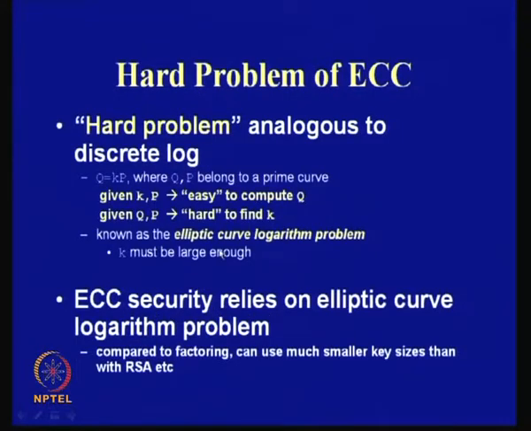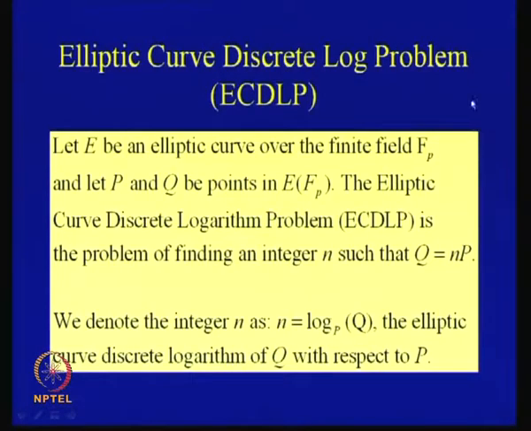So, elliptic curve security relies on the elliptic curve logarithm problem, and it can be compared to other problems that we know of. This is the basic definition of the elliptic curve discrete logarithm problem, more formally. Let E be an elliptic curve over the finite field F_p, and let P and Q be points in E(F_p). So, there is an elliptic curve and there are two chosen points P and Q, and we are interested in the elliptic curve discrete logarithm problem.